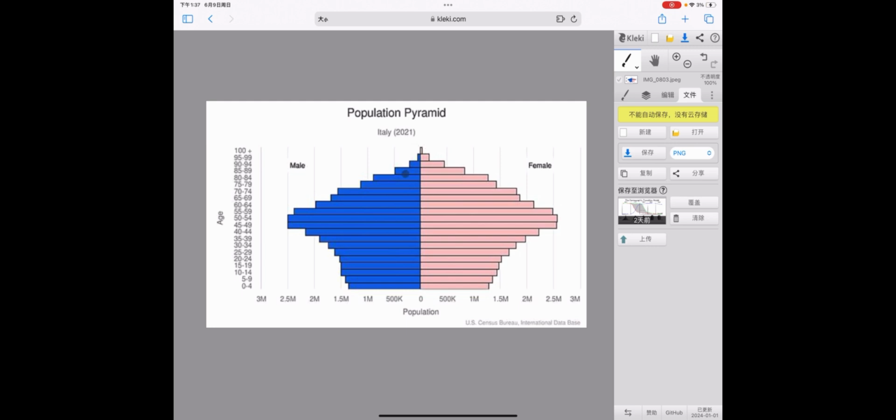And Italy's top of the population pyramid, well, it's still narrowing, but it's not narrowing that rapidly, meaning that the country has a relatively high life expectancy.